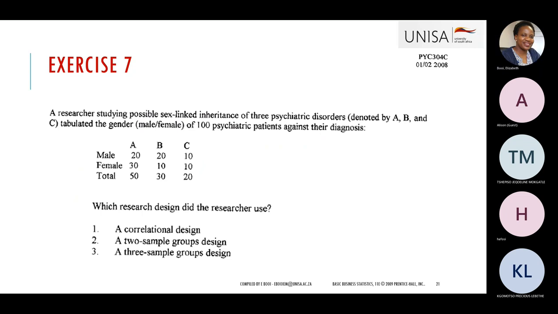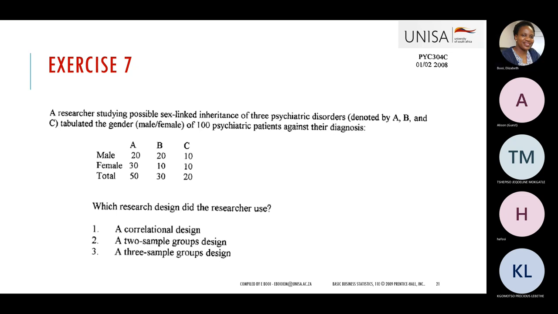Next one, a researcher studying possible sex-linked inheritance of three psychiatric disorders denoted by A, B, C, tabulated by gender, male or female, of 100 psychiatric patients against their diagnosis. And this is the table. You have male, female, A, B, and C, and they also calculated the total of the psychiatric disorder. Which research design did the researcher use?